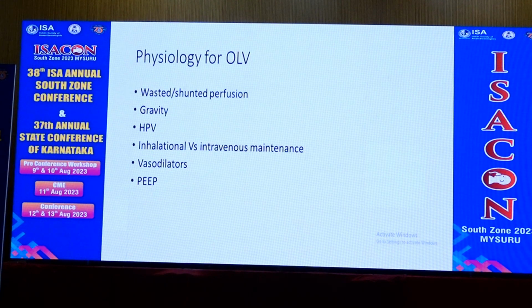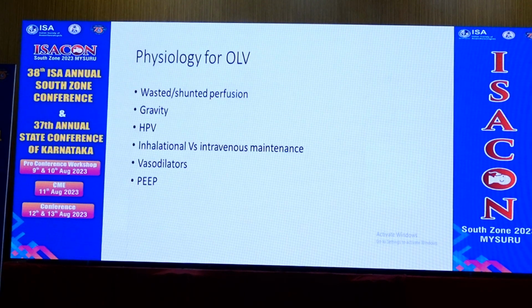If these are not sufficient physiologically, then hypoxic pulmonary vasoconstriction can be optimized or aggravated by converting inhalational maintenance to intravenous maintenance, or introduction of vasodilators such as nitric oxide, or PEEP. How will PEEP decrease the shunted perfusion or wasted perfusion?